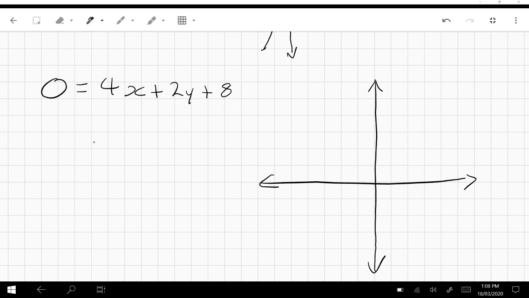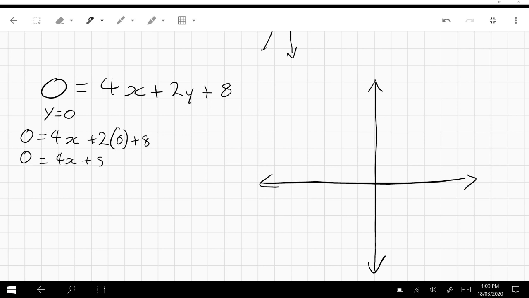What you need to know is when it crosses the x-axis, y is 0. So for all places along the x-axis, y equals 0. So what I'm going to do firstly is put in where y equals 0. So I'm going to use the same equation, 0 equals 4x plus 2y plus 8. Now instead of writing y, I'm going to substitute that 0 for the y. Now I'm going to solve this equation.